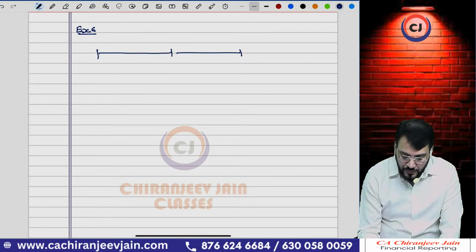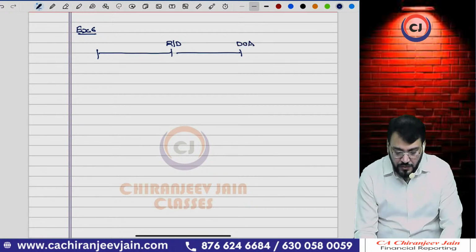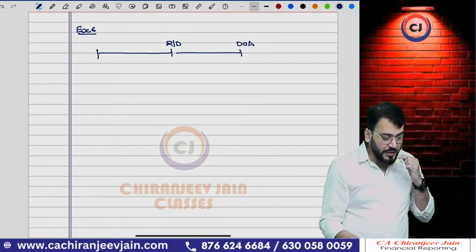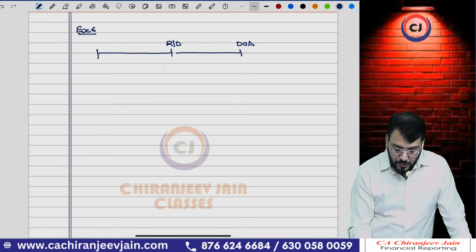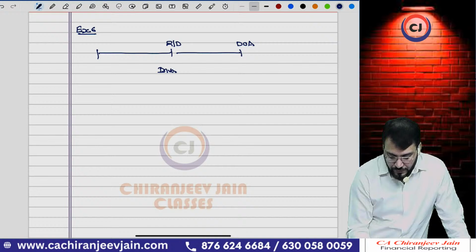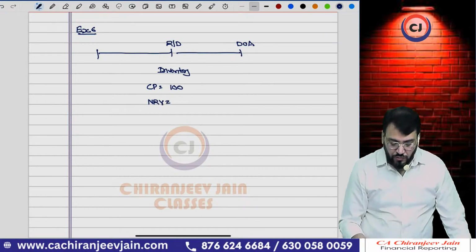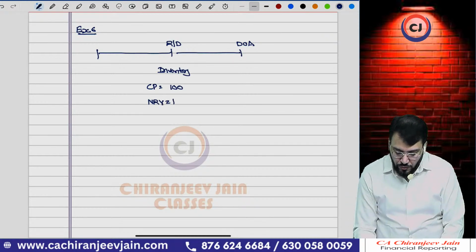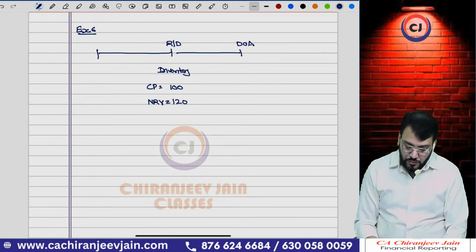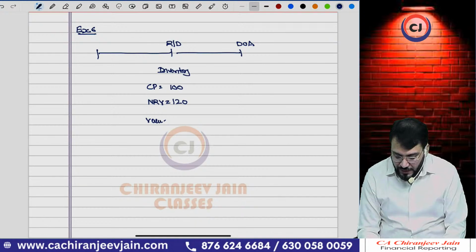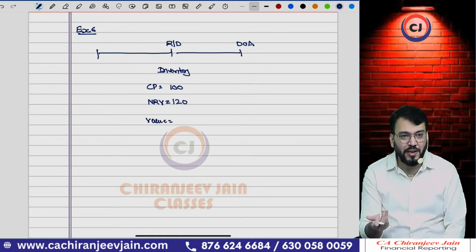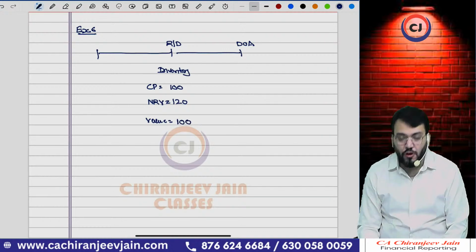Once again the same. This is reporting date. This is date of approval. And suppose there is some inventory whose cost price is equal to 100 and NRV is equal to, let's say, 120. So what will be the value as per Ind AS 2? We have not done it, but you know AS 2, it will be 100. It is cost price or NRV.